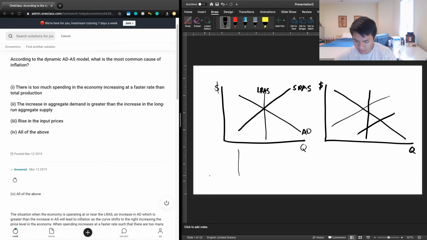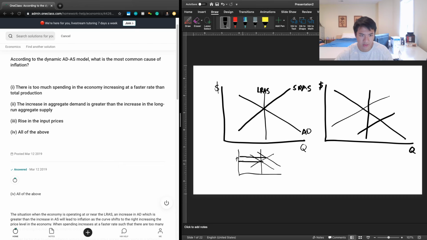Why doesn't that go back down? So we have long-run aggregate supply. Let's say it was over here in long-run aggregate equilibrium, and then we can say maybe there's too much spending in the economy increasing at a faster rate than total production. So that would imply demand is going up because there's too much spending, and therefore we would see a price increase from here to here.